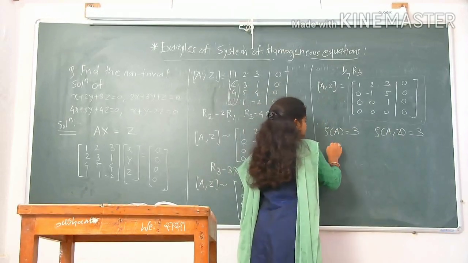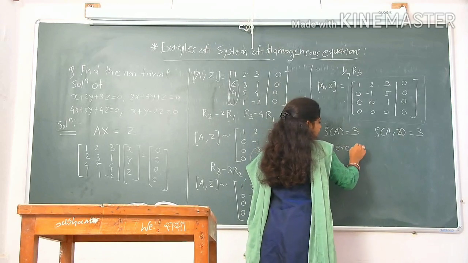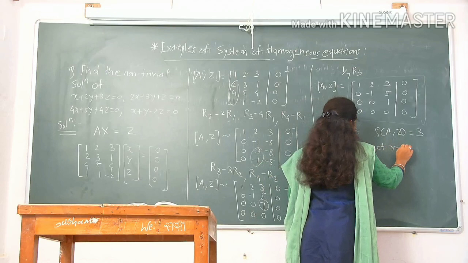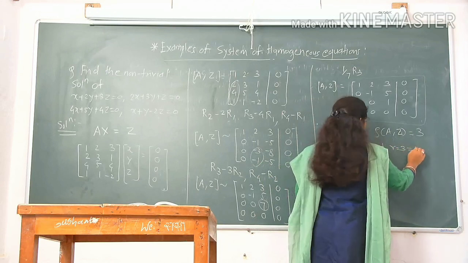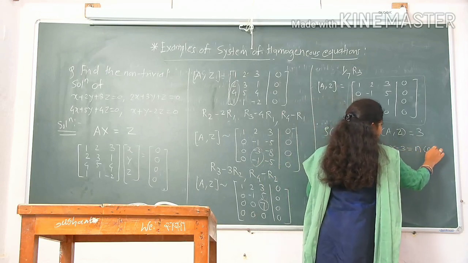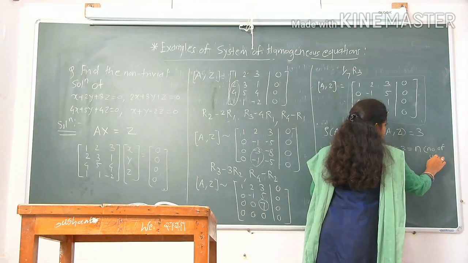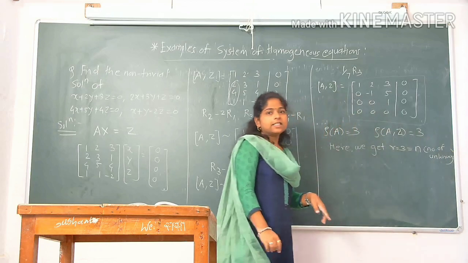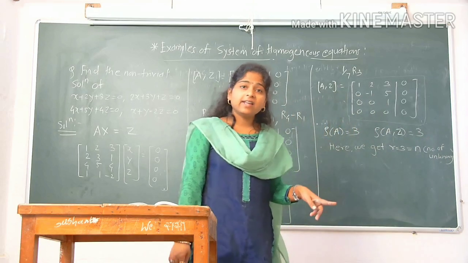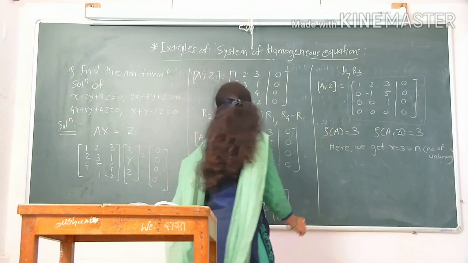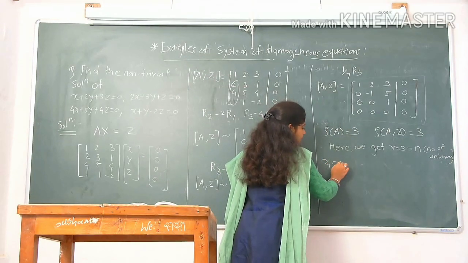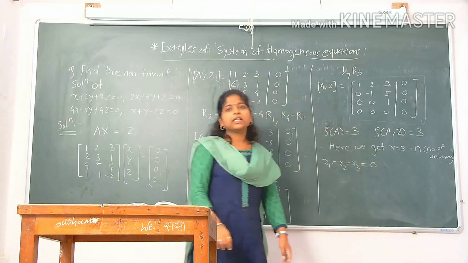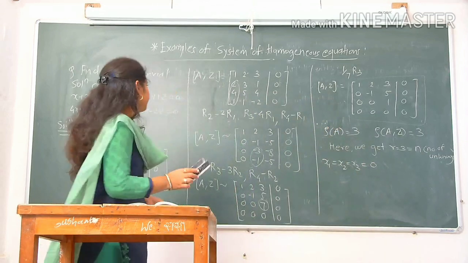Therefore, here we get r is equal to 3, which is equal to n, that is the number of unknowns. Therefore, this system is consistent and has the trivial solution. Therefore, we get the solution x1 is equal to x2 is equal to x3 is equal to 0. Let us see another example.